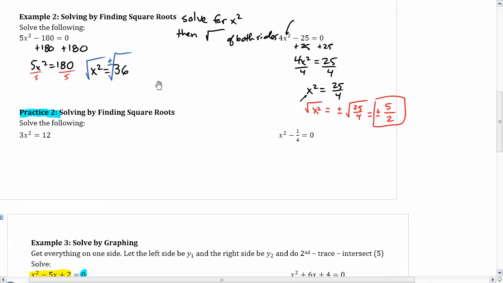Solving by finding square roots, what we need to do is solve for the x squared, and then take the square root of both sides, include a plus or minus, because, for example, 2 squared is 4, but negative 2 squared is also 4. So we need to make sure that if we know the square root of 4 could be 2 or negative 2, that we include that in our notation with this plus or minus.